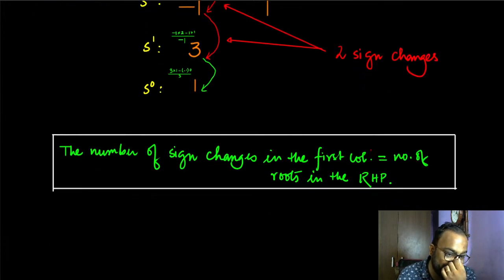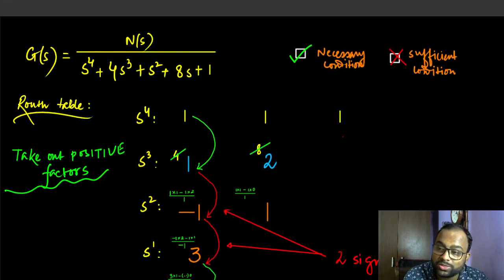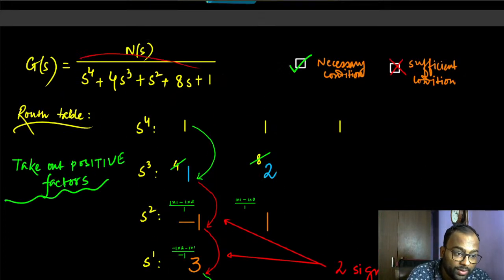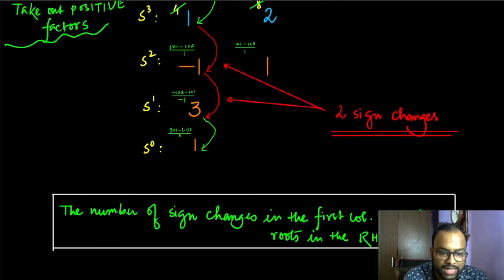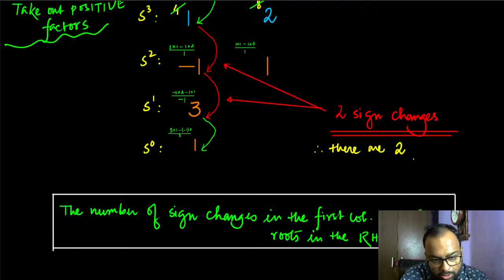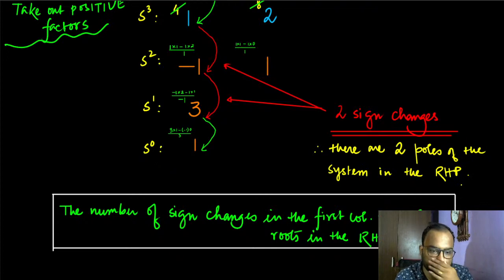Two sign changes, and that's how we can say that not only is this polynomial not a Hurwitz polynomial, but we also know some specific details about it. So we can say that this system is not only unstable, but there are 2 poles on the right half plane. So 2 sign changes would indicate that there are 2 poles of the system in the right half plane.